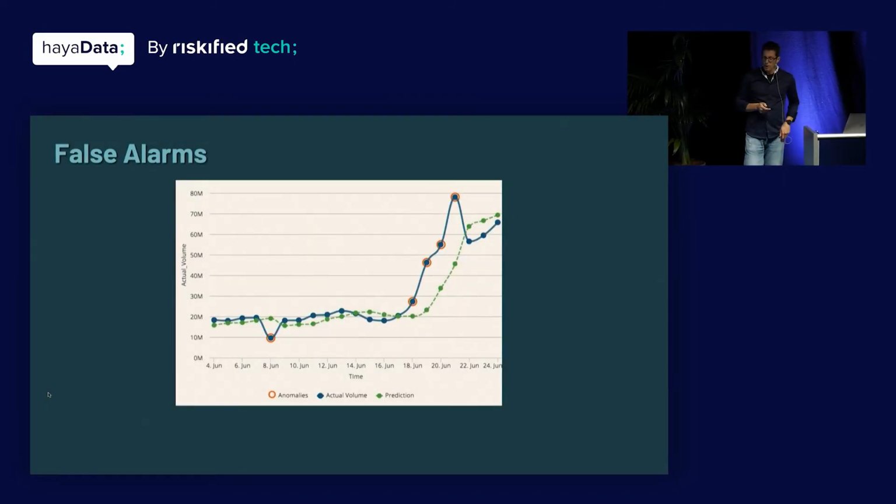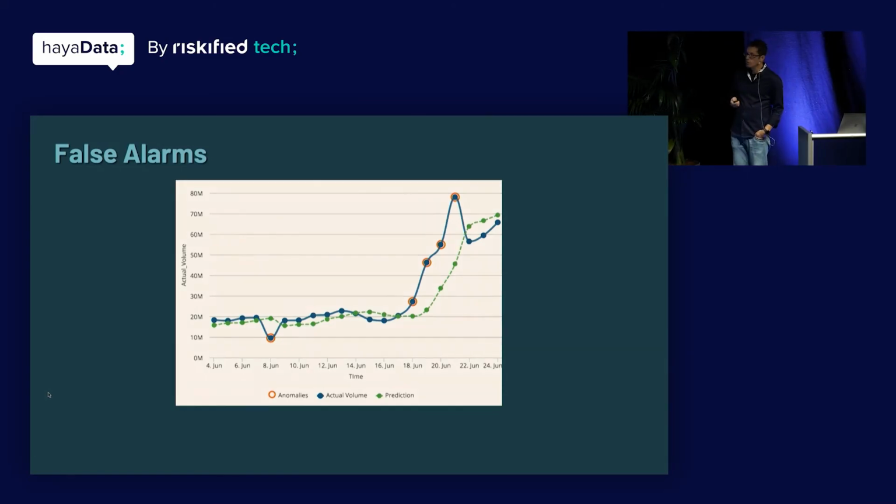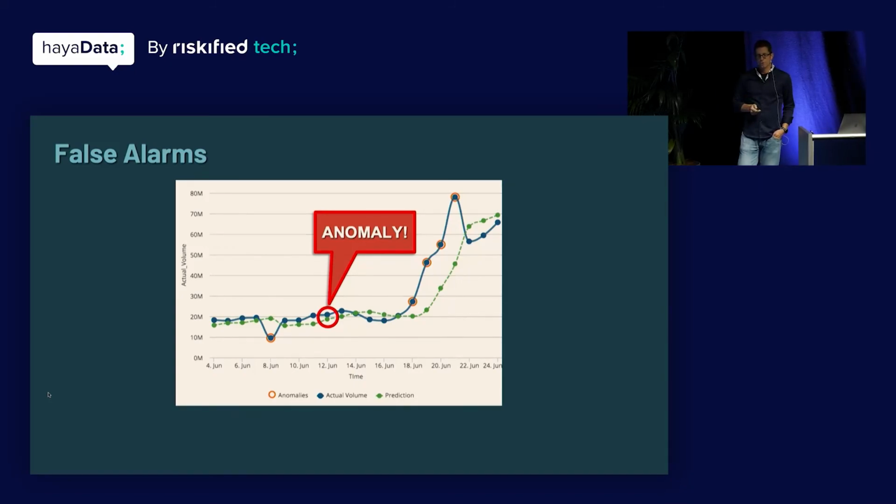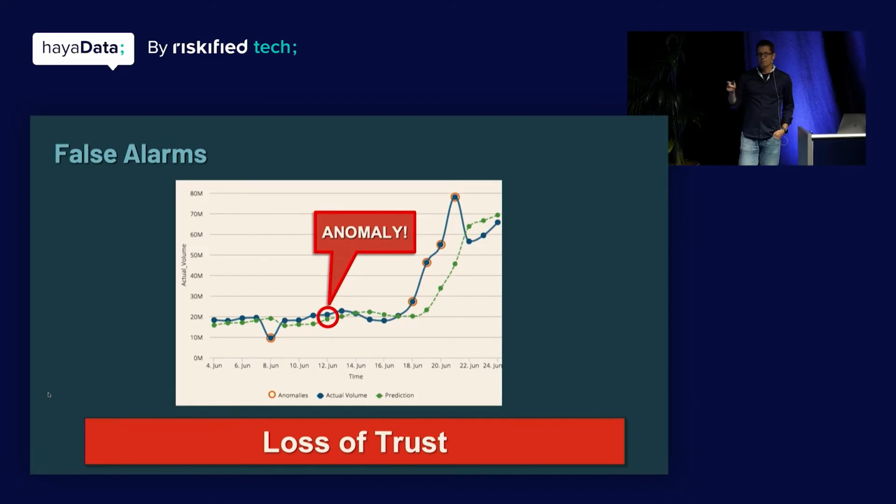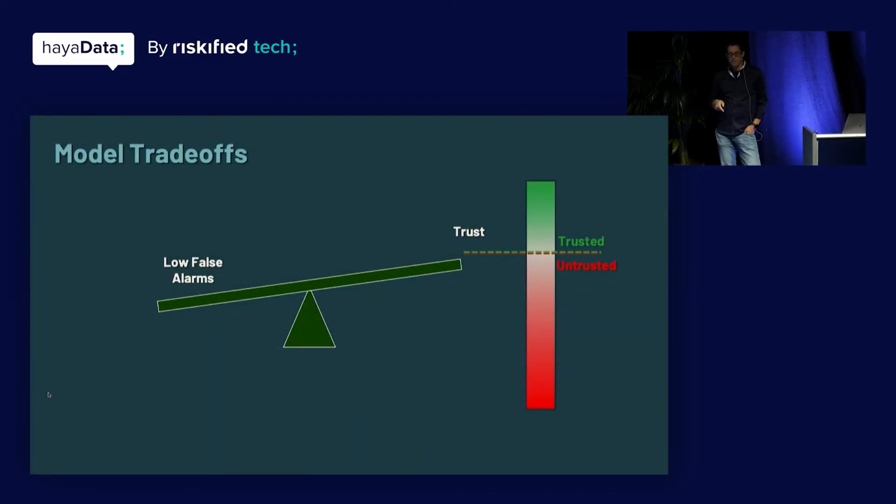All right, so what would happen if we start having false alarms, right? So let's say I say this is an anomaly and send an alert to my users. If I do this a lot, they'll start losing trust in the system. And over time, this trust will degrade. And maybe it will degrade so much that it will go below some imaginary line there, right?